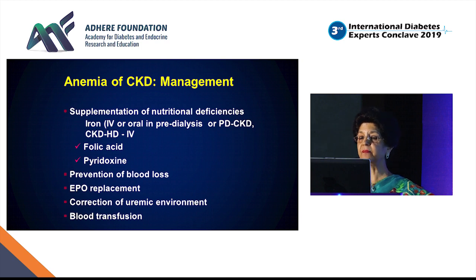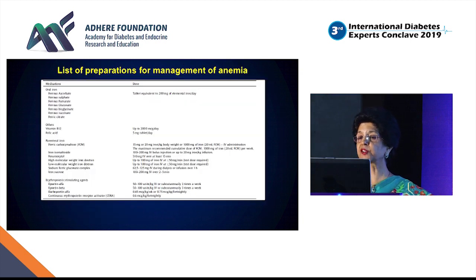In CKD, we will not only talk of iron replacement, folic acid, pyridoxine, prevention of blood loss, erythropoietin replacement, correction of the uremic environment, and blood transfusion. These are all which will be required. There, I've given you the list of preparations for the management of anemia. I'll split them up into oral and parenteral.